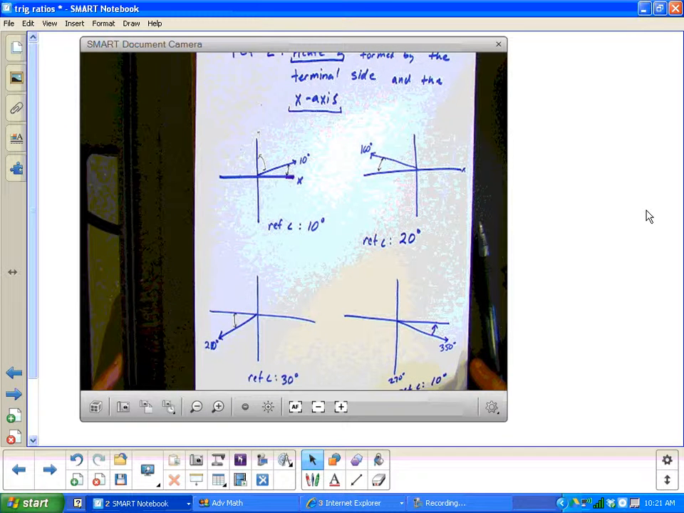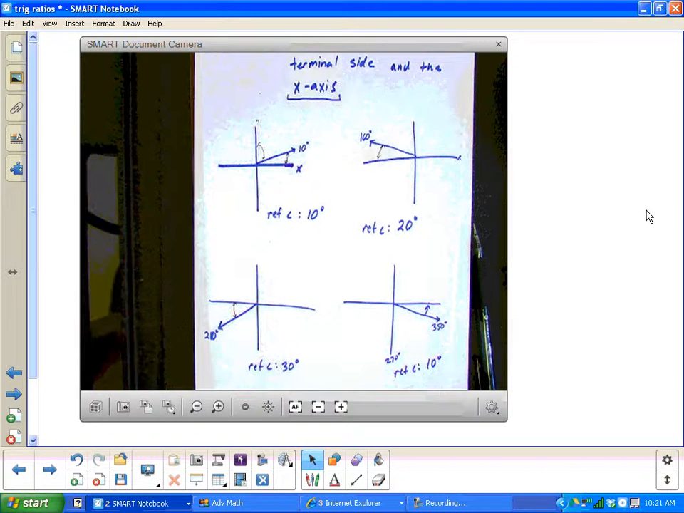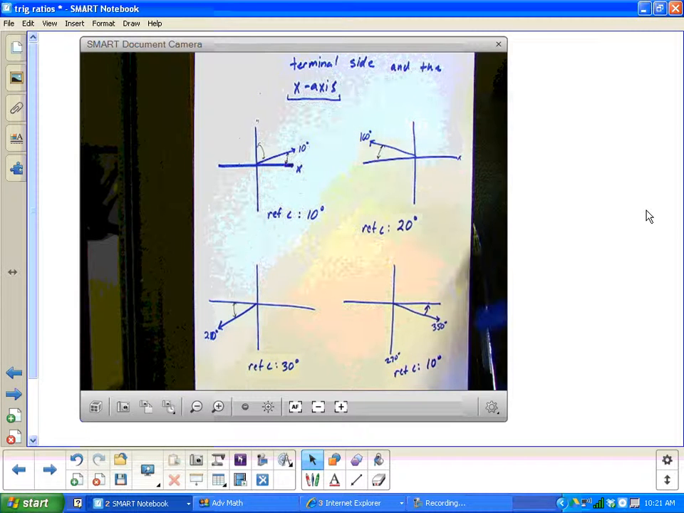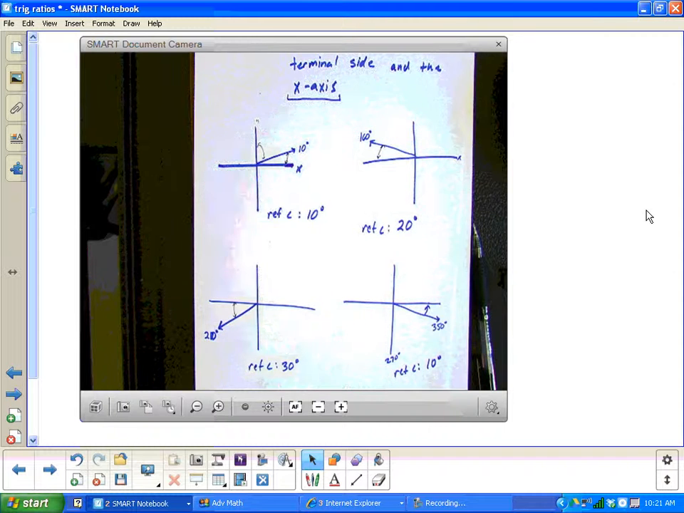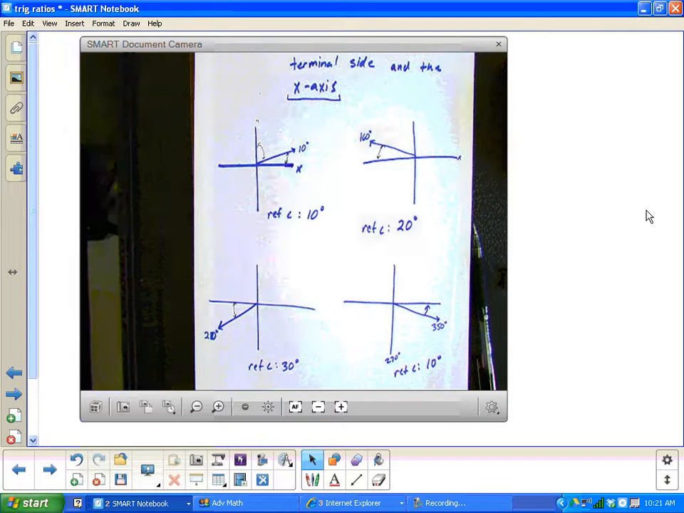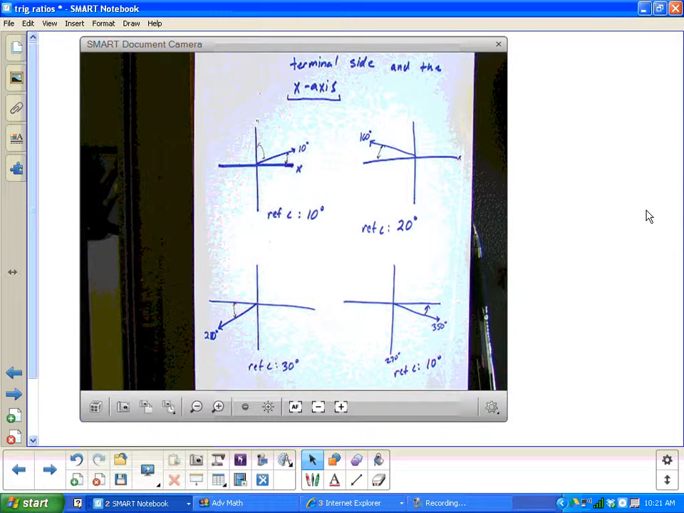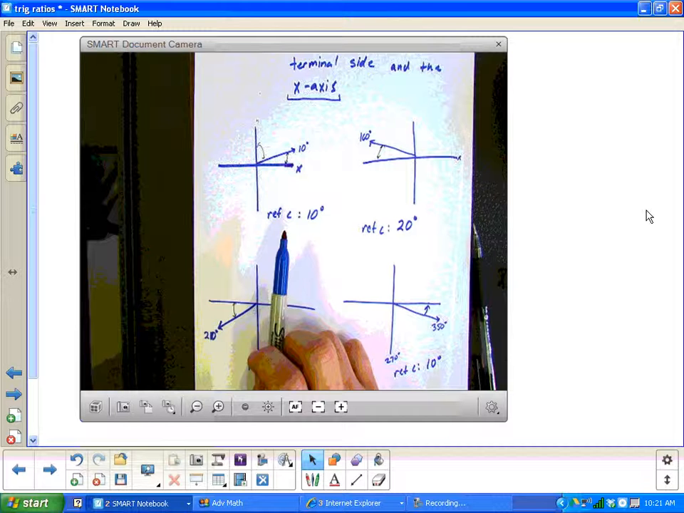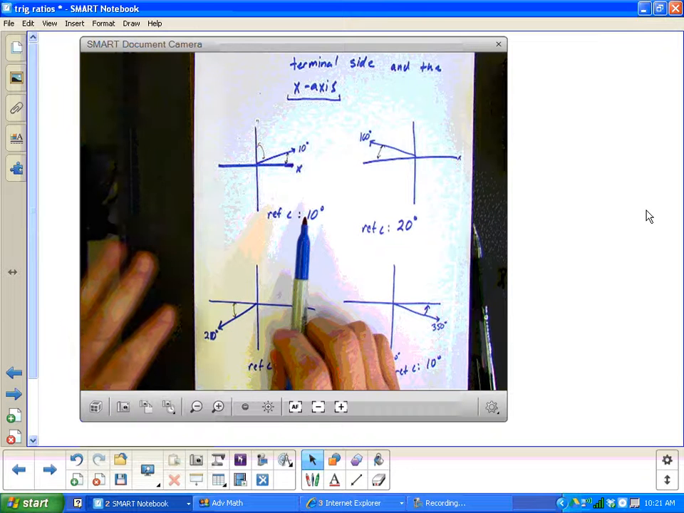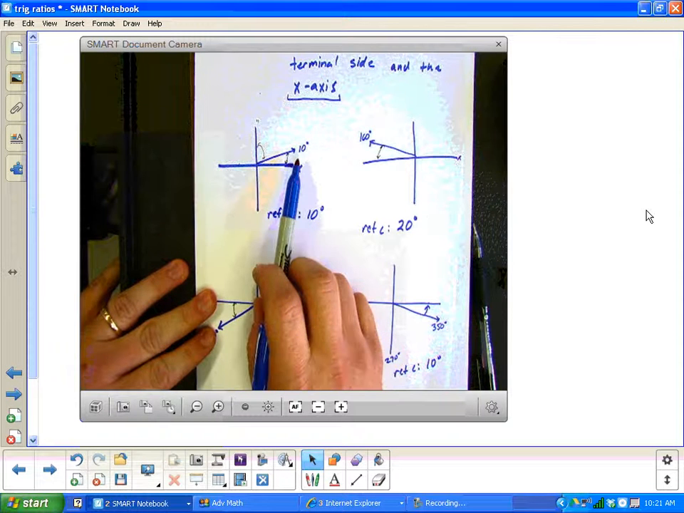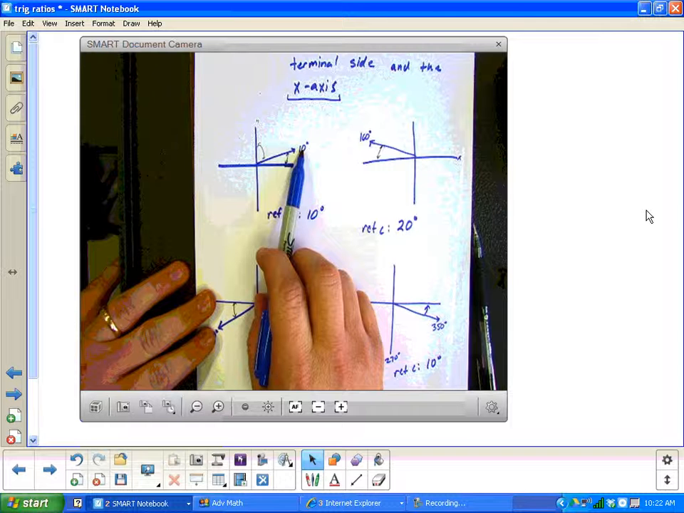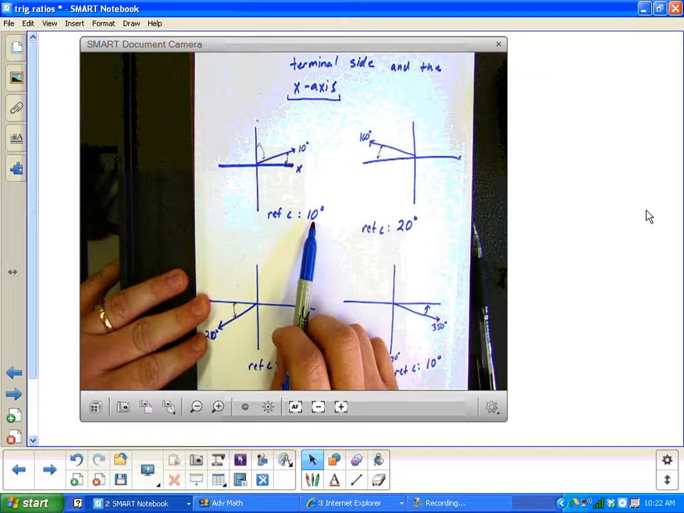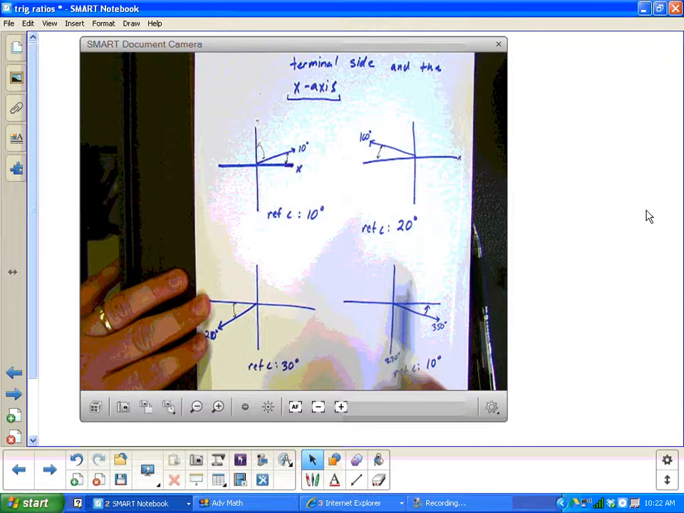Now, all we've got to do is figure out, well, what was the pattern in each quadrant? And if I can identify what quadrant my angle's in, then I can just do simple calculations instead of drawing it and figuring it out every time. Okay? Because that's going to get old, drawing angles every time I have to do a reference angle. Now, notice what happened in the first quadrant. The angle was 10 degrees, but the reference angle was also 10 degrees. So we'll write down a rule.